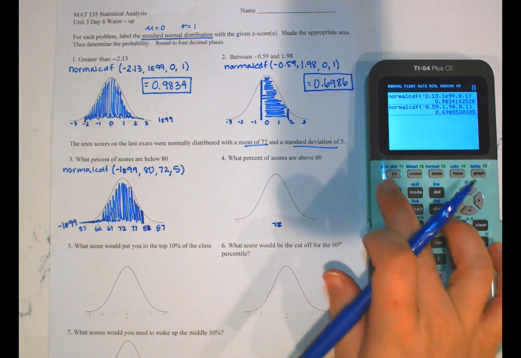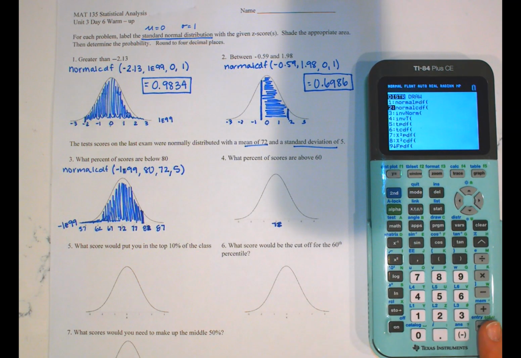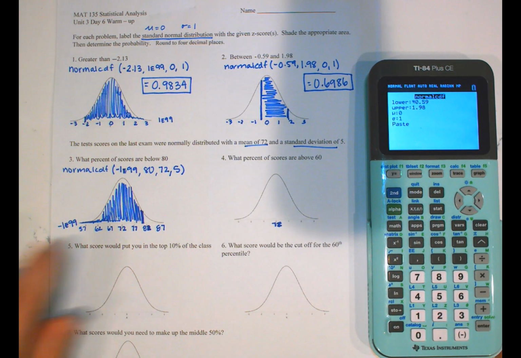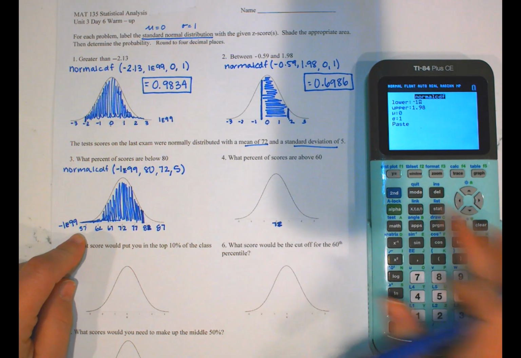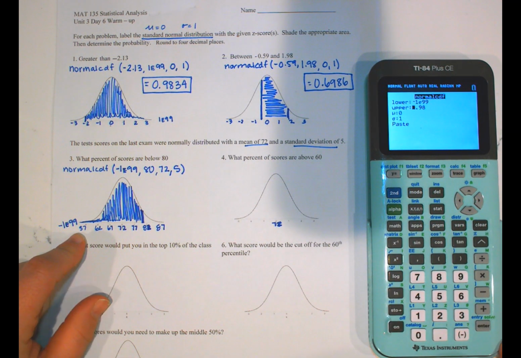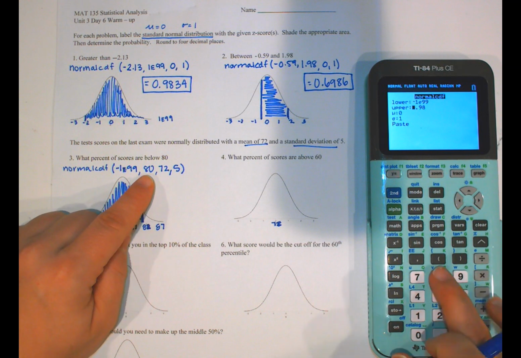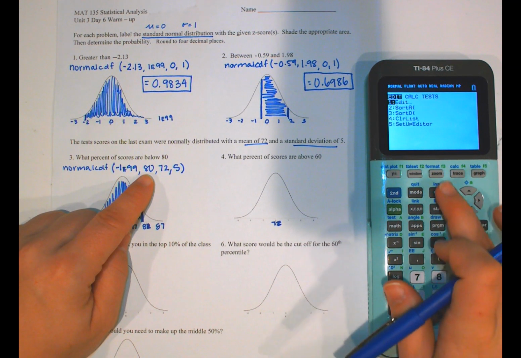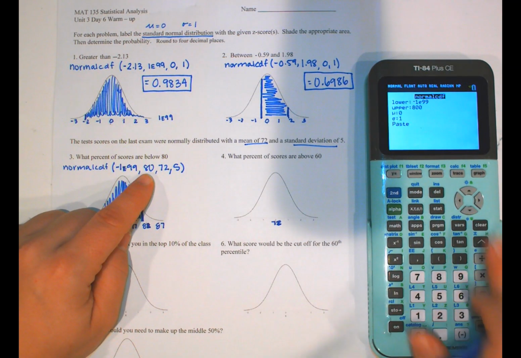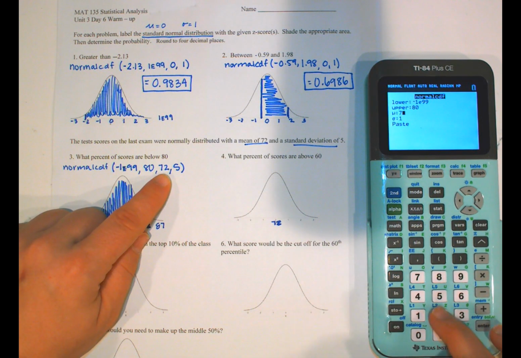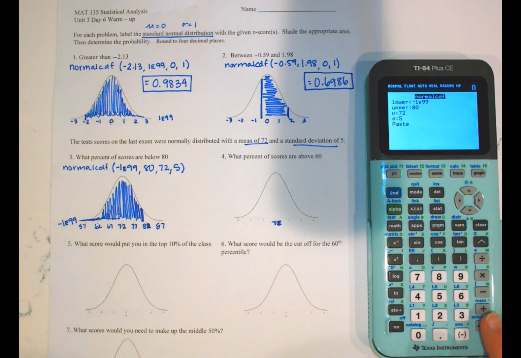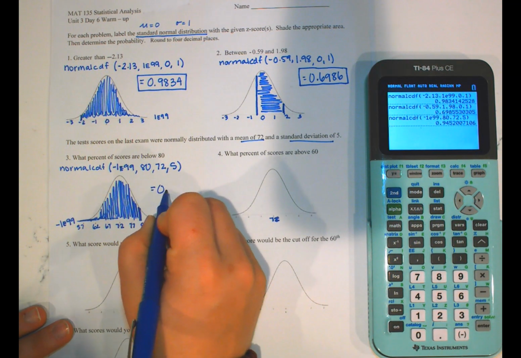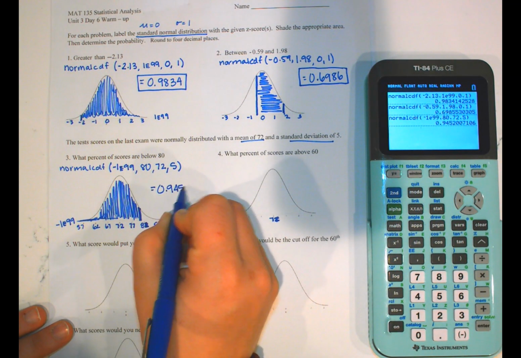So I'm going to go second vars, normal CDF. I'm going to be at negative 1e to the 99. My upper bound is 80. Oops, I messed that up. Upper bound is 80. My mean is 72. And my standard deviation is 5. So I get that my area is 0.9452.